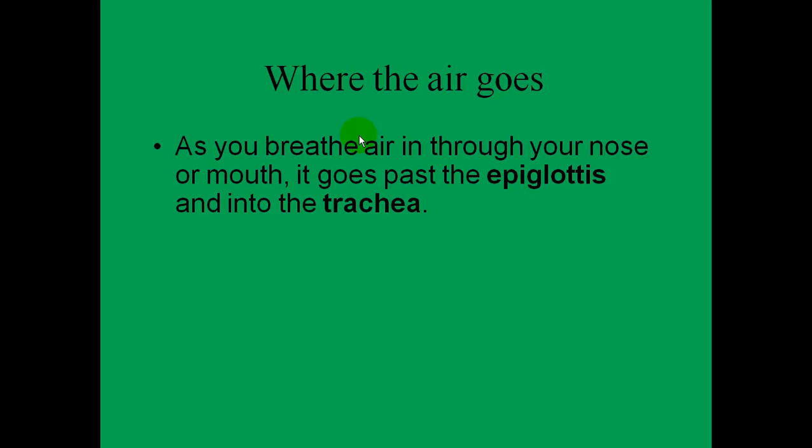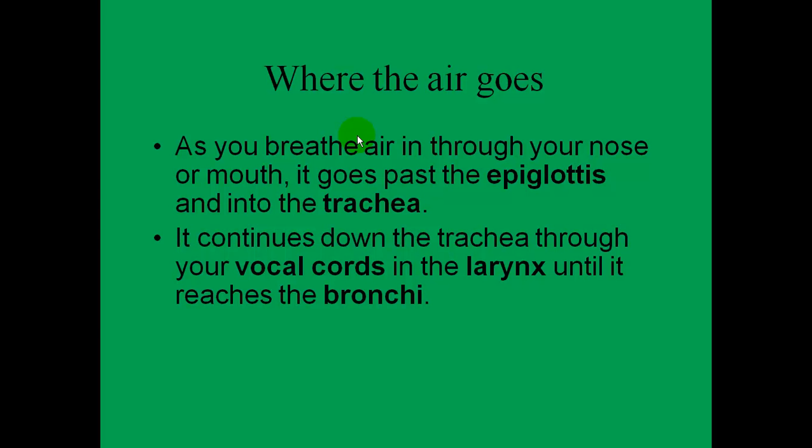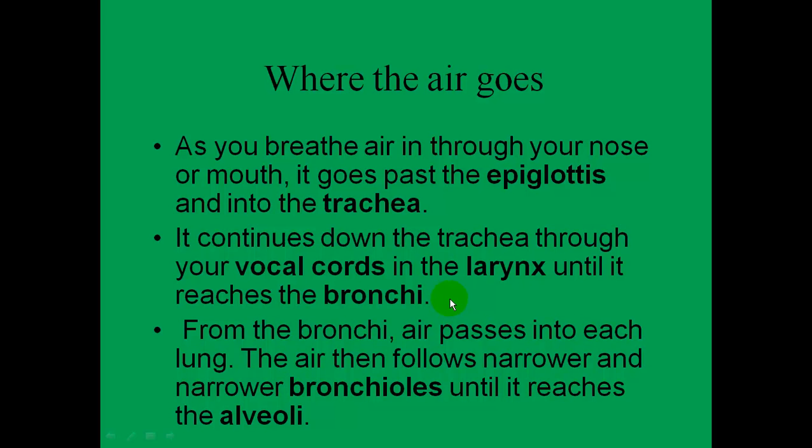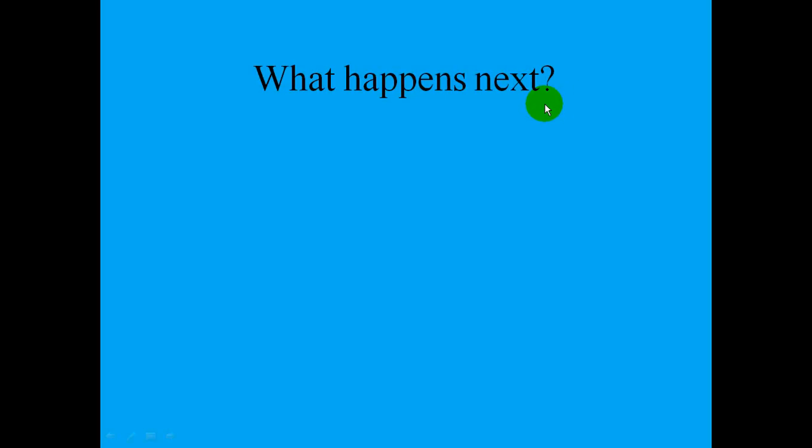Where the air goes, here's the flow. As you breathe air in through your nose or your mouth, it will go past the epiglottis and then into your trachea. It continues down the trachea through your vocal cords, in the larynx, until it reaches the lungs, which is the first part, the bronchi. From the bronchi, air will pass into each lung, right side and left side. The air then flows into narrower tubes called bronchioles, and then eventually will reach the alveoli. We have a diagram later to label.